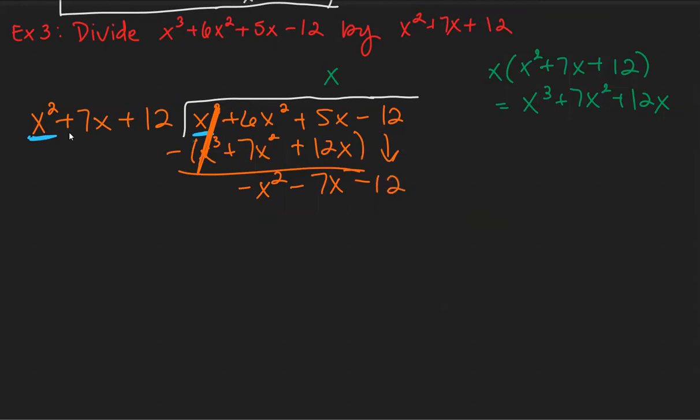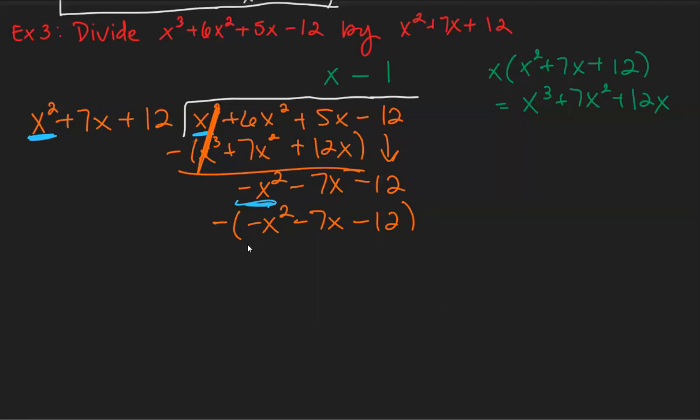Awesome. How many times? First term to first term. What do I multiply x squared by to get negative x squared? Well, that's just going to be a negative 1. And we line that up with our constant term, so x minus 1. Okay. It's a negative 1. We don't really need to do the work on the side, right? Because it's just going to make it all negative. So negative 1 into all this, that's negative x squared minus 7x minus 12.